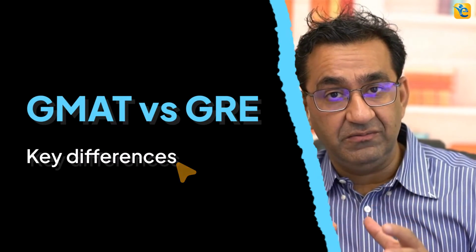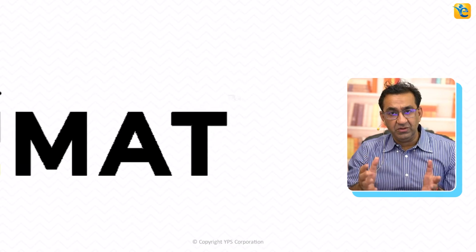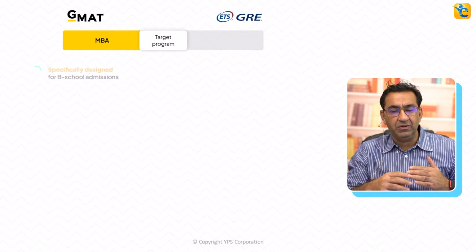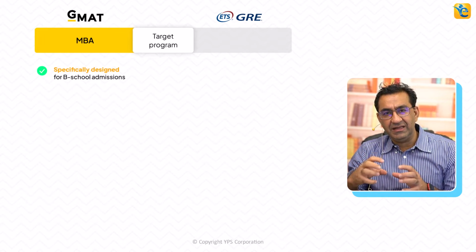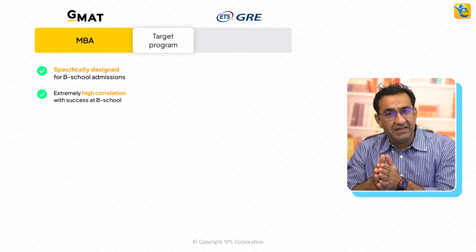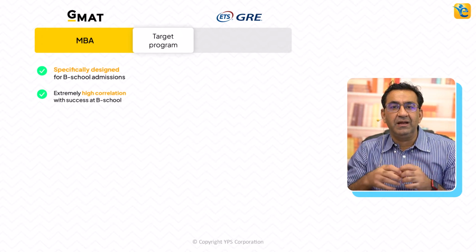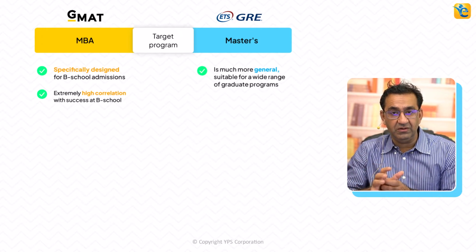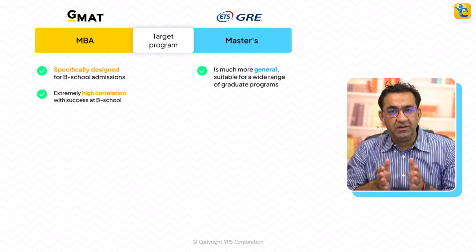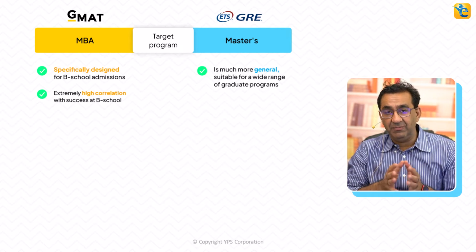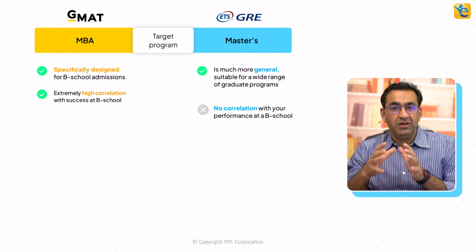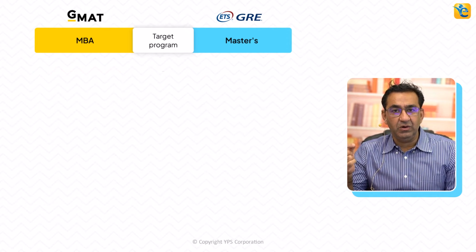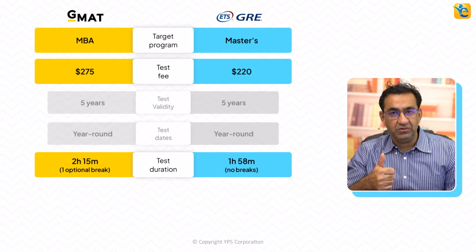Let's take a look at the fundamental differences between the GMAT and the GRE. The GMAT is designed specifically for B school admissions and hence has an extremely high correlation with success at a B school, whereas the GRE is much more general, suitable for a wide range of graduate programs. The GRE boasts absolutely no correlation or predictability with your performance at a business school. The GRE costs less and is the shorter of the two tests.